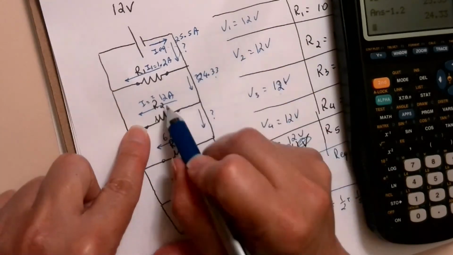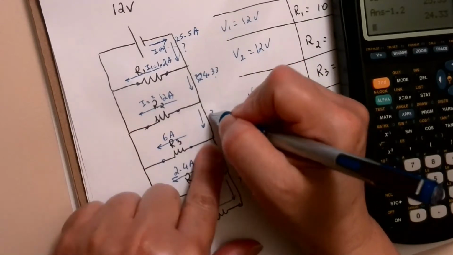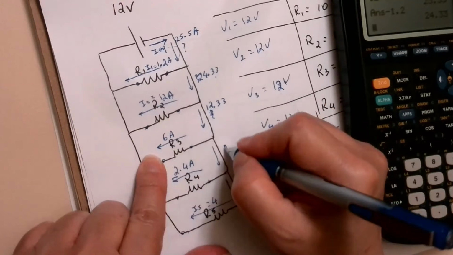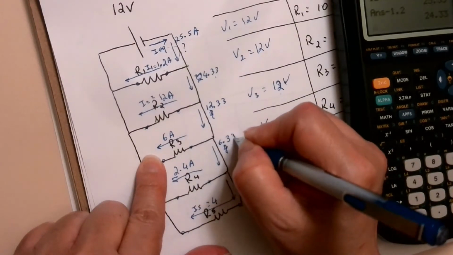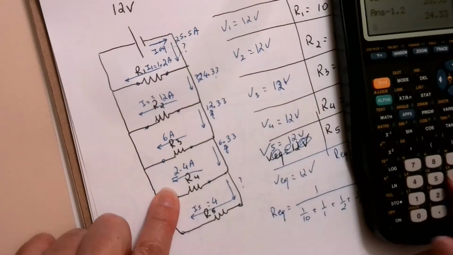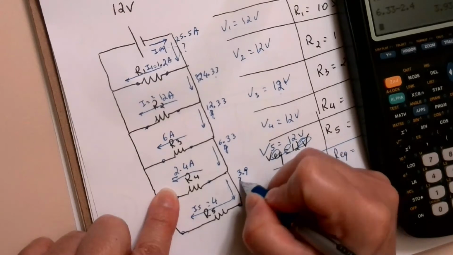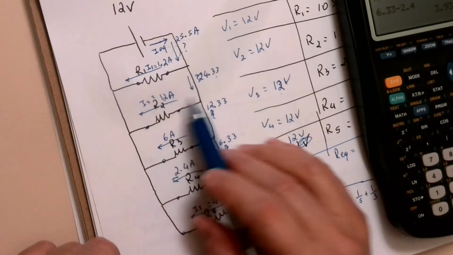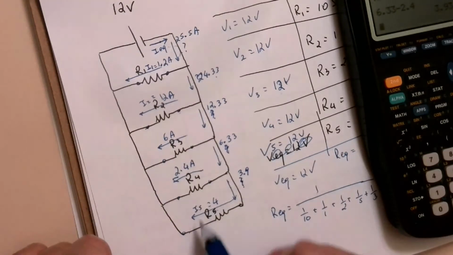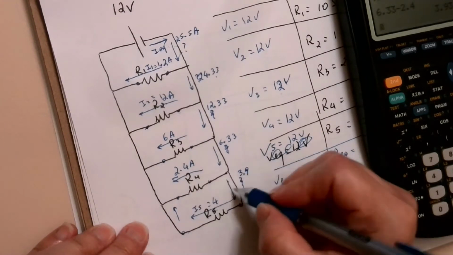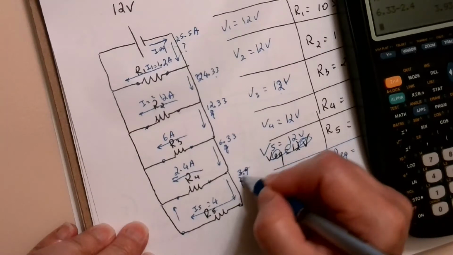I'm losing 12, so here now I have 12.33. Now I'm losing 6, so now I have 6.33. I'm losing 2.4, and I have 3.93, which is basically 4 because of our rounding. Okay, we have lost something. So the 3.93, you can say 4, doesn't matter.